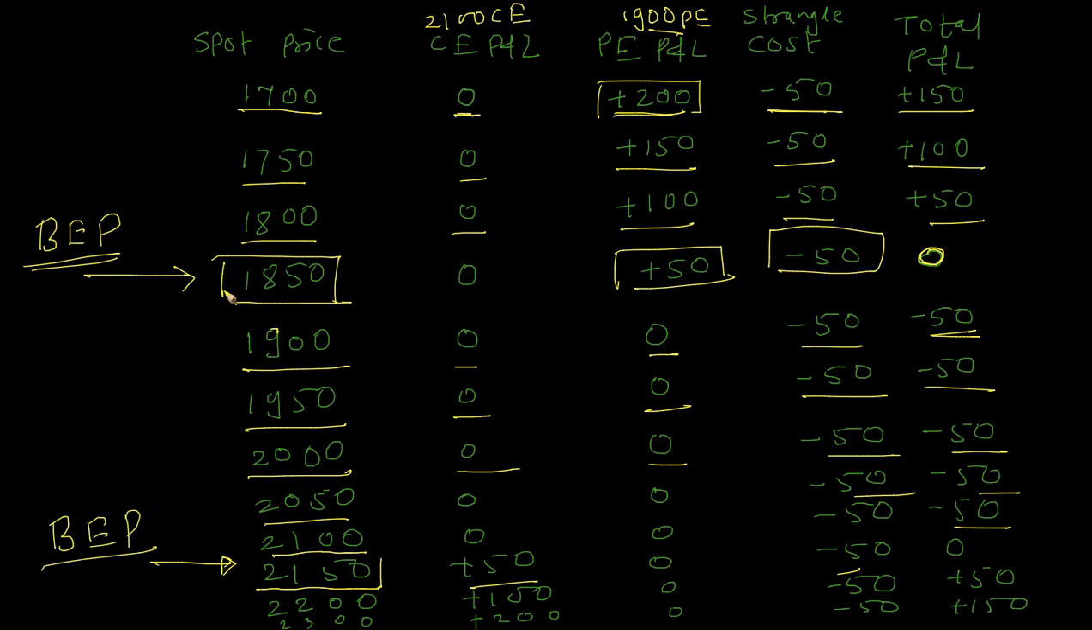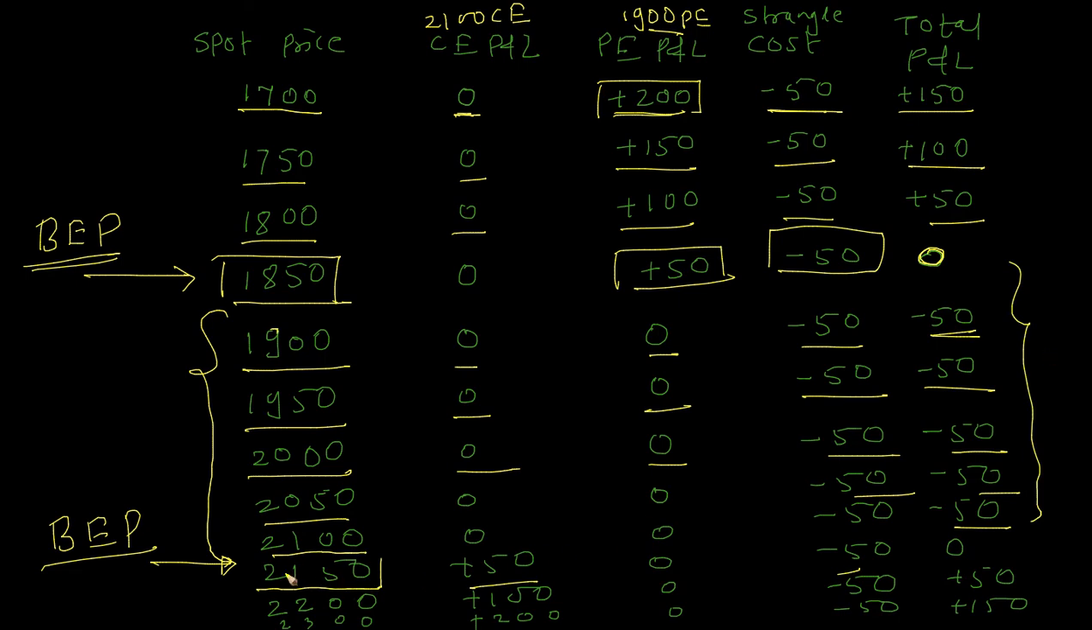This is the break even point on the lower side. This is the break even point on the higher side. We have two break even points here, right? And you can observe if the market is remaining in this range, I am making a loss as an option buyer. I am making a loss of the premium, right? 50 rupees premium I have paid. So that much loss I am making.